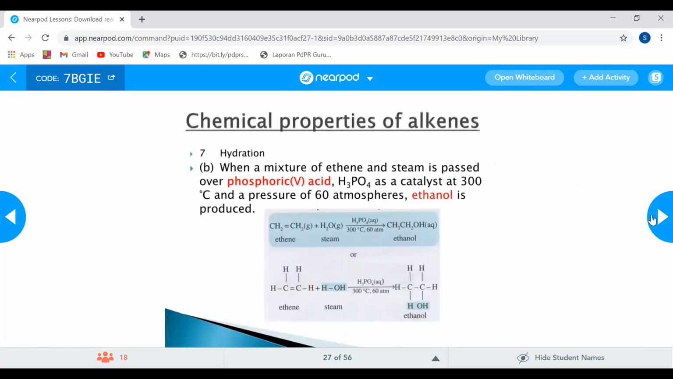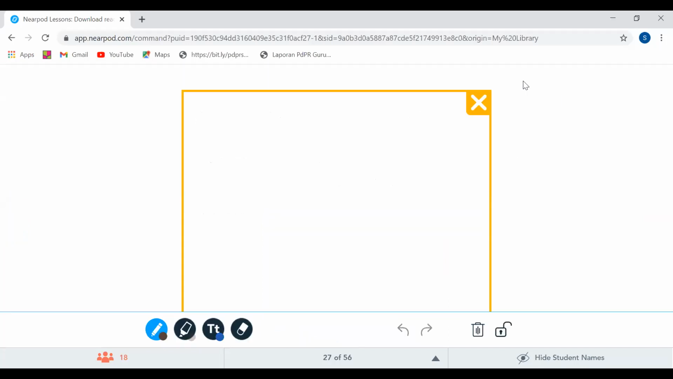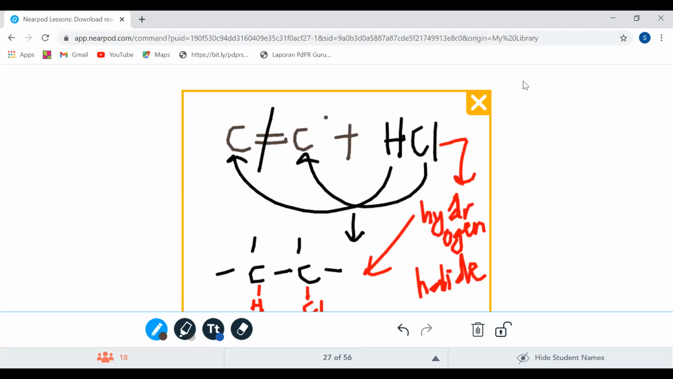The water actually must be in steam form, in gas form. And I must have 3 different things. The conditions are very particular. Phosphoric acid, H3PO4, 300 degrees Celsius, 60 atmospheric pressure. You must have all 3. You cannot say, teacher, I don't know. So if I'm going to do for you the marking, the working, yeah.